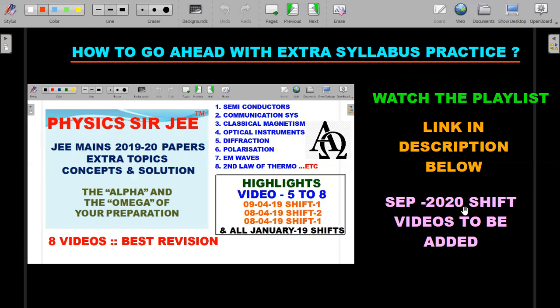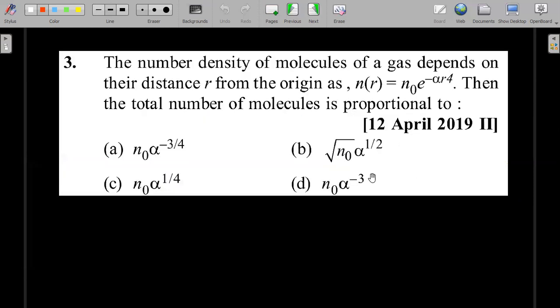I tried my best to involve these concepts in this particular series that you see on the thumbnail right now. I've already included 2019 both the shifts papers, and 2020 January shift was already done. 2020 September shift videos are going to be added as I move ahead, so by then, please do try to finish this series. Again, the similar format: through PYQs, we take up the concepts. So let's start with the first question of the day.